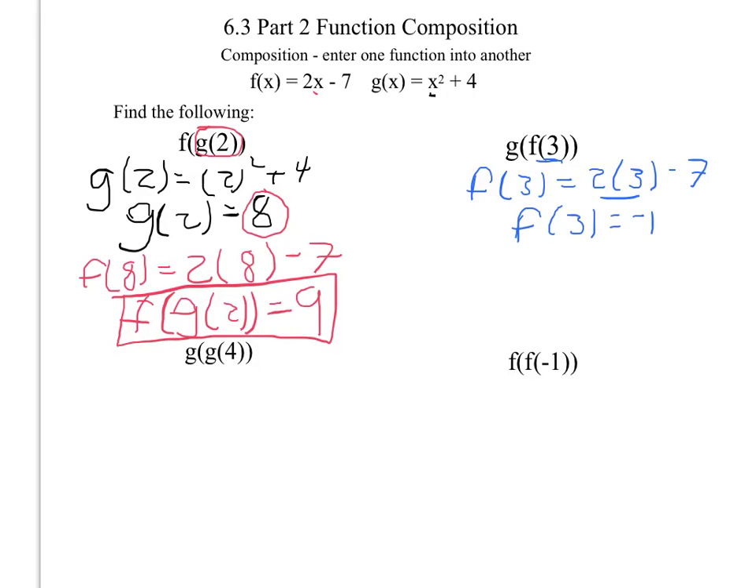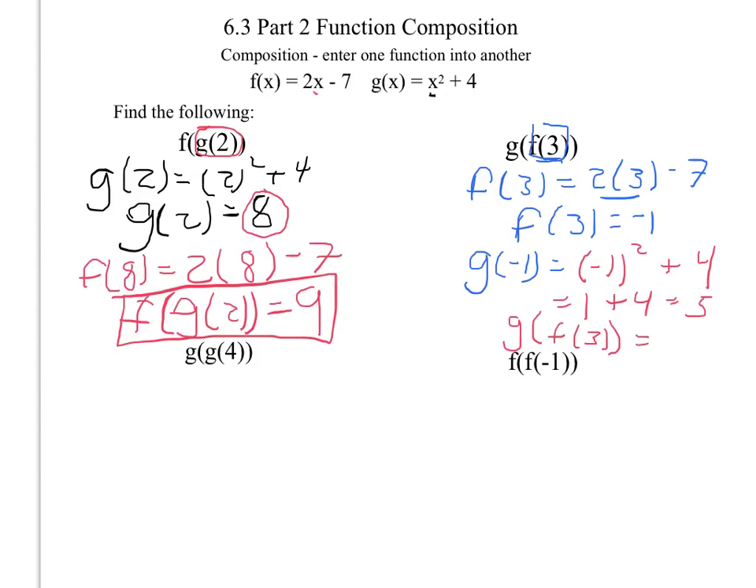Now I'm going to take that negative 1 and I am going to fill it right there. So what I'm actually finding is g of negative 1. So plugging in negative 1 for g. So g of negative 1 equals negative 1 squared plus 4. Notice the parentheses. So negative 1 squared is 1 plus 4 is 5. So g of f of 3 equals 5.